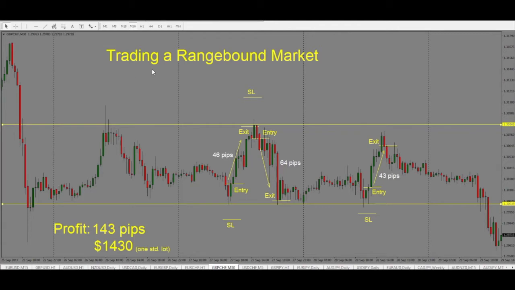Today we'll take a look at how to trade a range-bound market. This is the pound Swiss franc 30-minute chart. A range-bound market is when the price is going sideways. So usually there is a resistance level at the top that the price has trouble breaking, and then we have a support level at the bottom that the price is not able to go beyond to the downside.